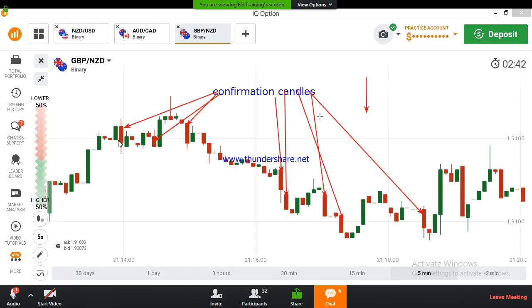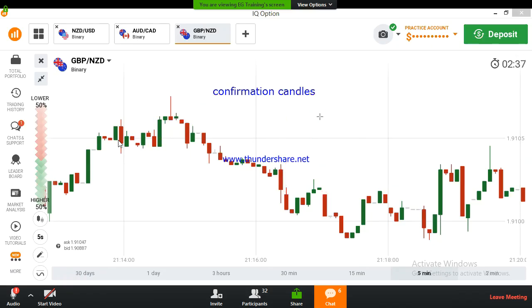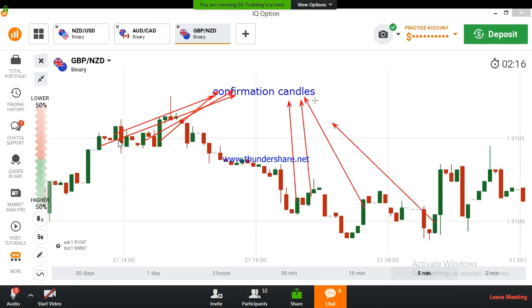If you want to place a higher option, you can take this candle and this one also, and this candle, this candle, this candle. Yeah, these are the good confirmation candles. You can use these candles as confirmation candles. These are the very good candles. You can take these candles as confirmation candles, and you should not take these other candles as confirmation candles.